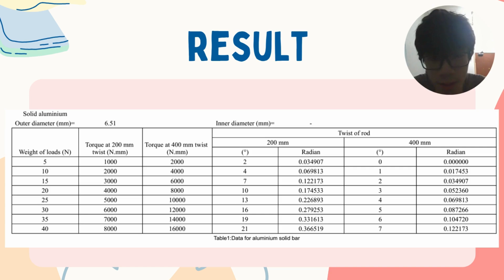This is the data for the aluminum solid bar. So the outer diameter is 6.55 millimeters and it is solid, so there's no inner diameter. So we can calculate the torque at 200 and 400 millimeter by multiplying the weights by the radius. Then we can record our angle of twist. Then it can be converted to radian.